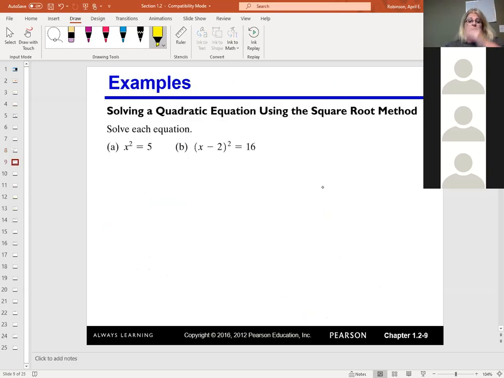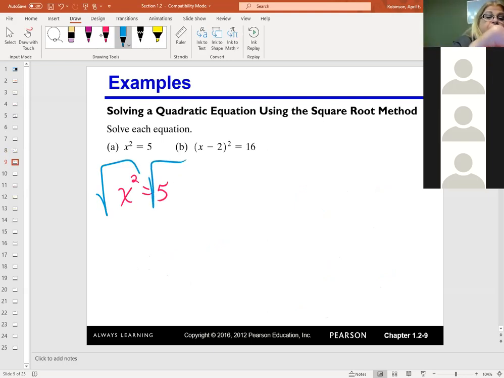Now, sometimes it's not a pretty square root. Like I just had a real pretty square root. I don't on this one. Here I have x squared is equal to 5. So I'm going to square root both sides. The square and the square root cancel each other out and you're left with x.